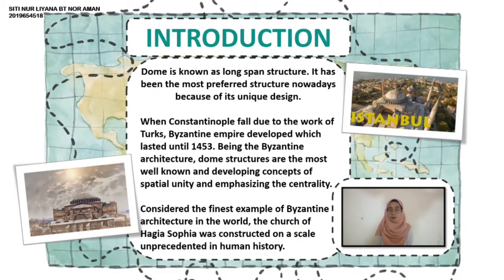Dome is categorized under long span structure, and it is the most preferred now because of its unique design. After the fall of Constantinople, the Byzantine Empire developed until it reached 1453. Being the Byzantine architecture, the dome structure is the most well-known and developed concept of spatial unity and centrality. Considered the finest example of Byzantine structure, the Church of Hagia Sophia was constructed on a scale of unprecedented human history.